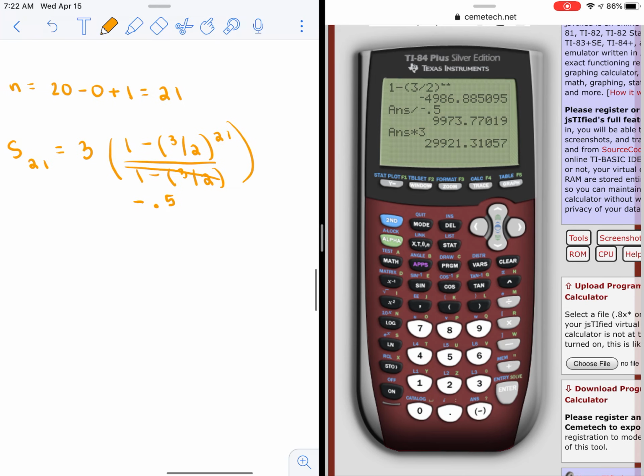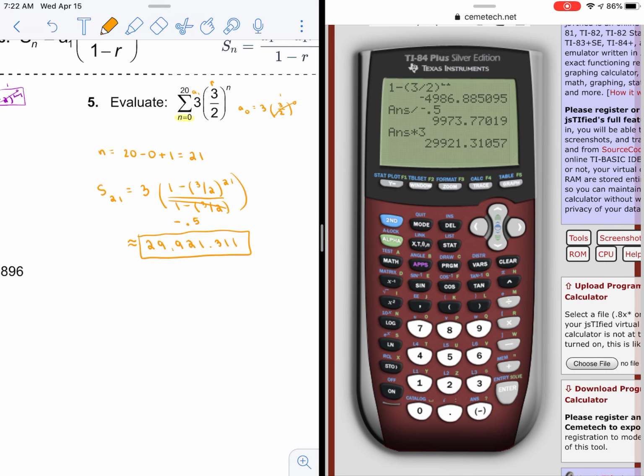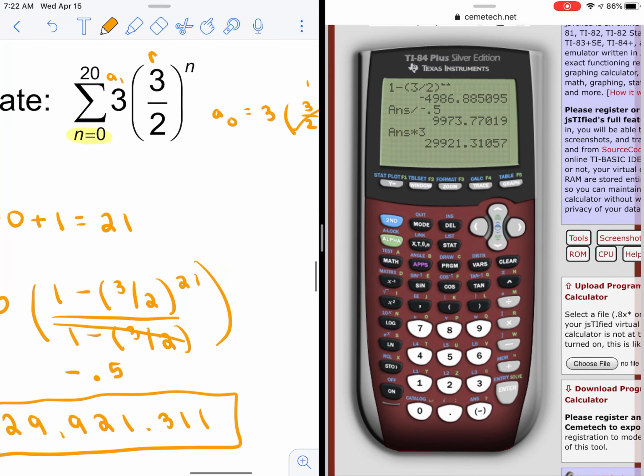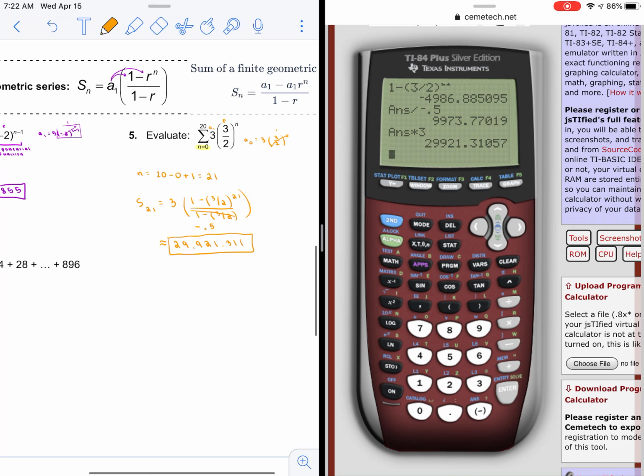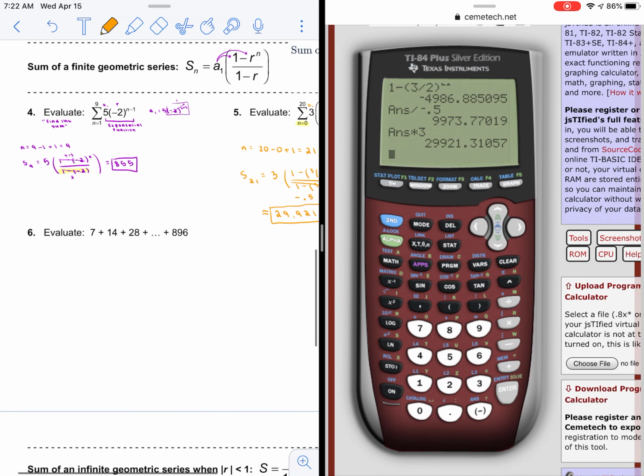But then we can multiply by 3. So then we get this value of approximately 29,921.311. These numbers get large, because think about when you're multiplying by a value that's greater than 1 each time, the values are going to grow for each term. So you can start seeing some very large numbers because it's exponential.